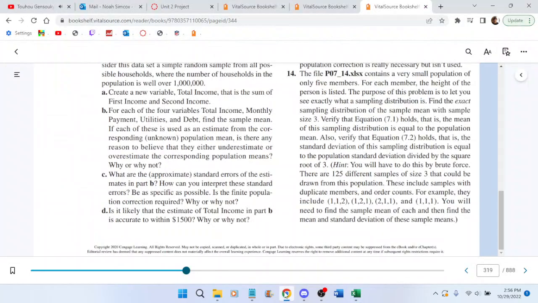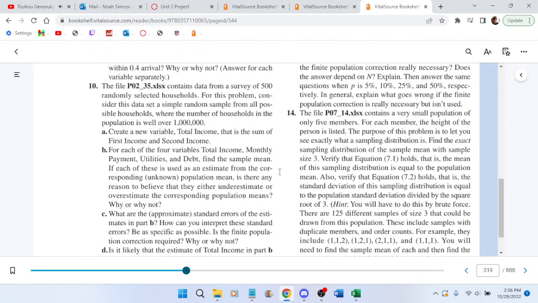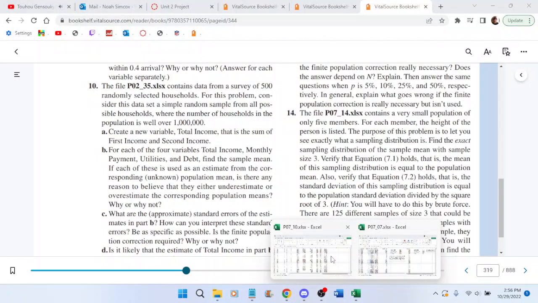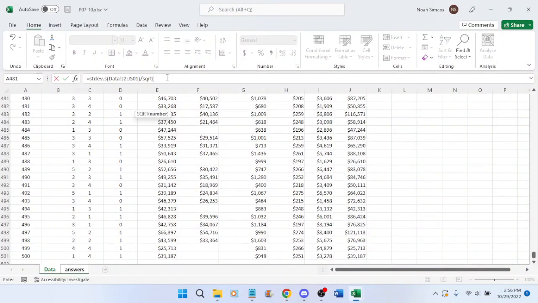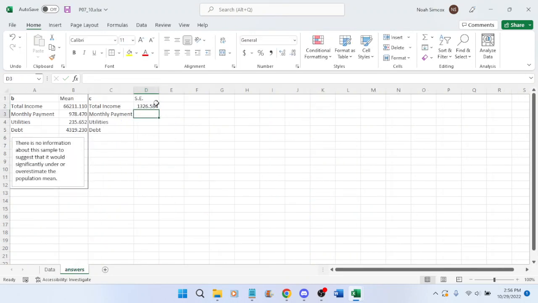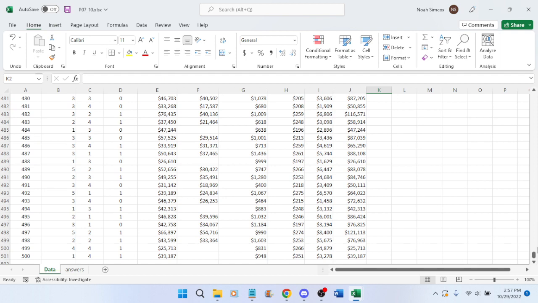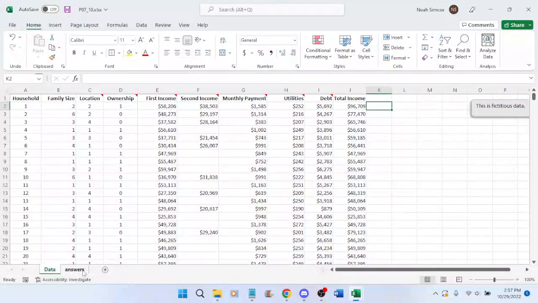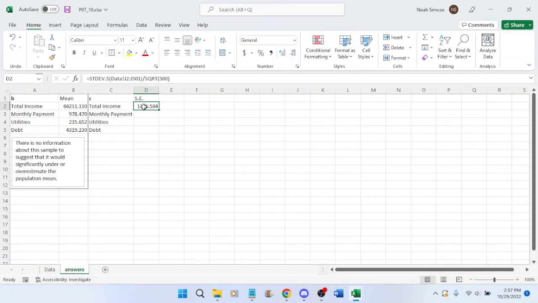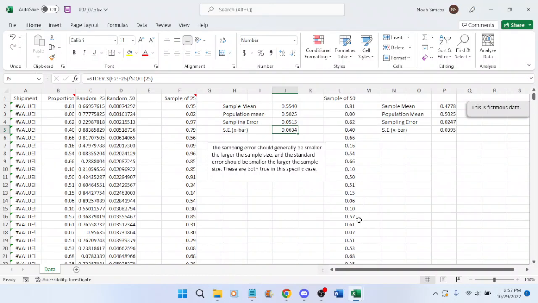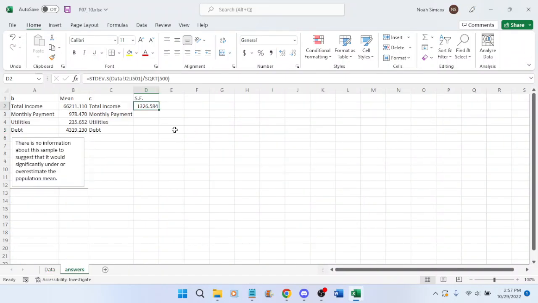How many are there? 500? 500, so that was for total income. It was the J column. Total income was the J column. The square root of 500 and square root of the number of the sample. So there.